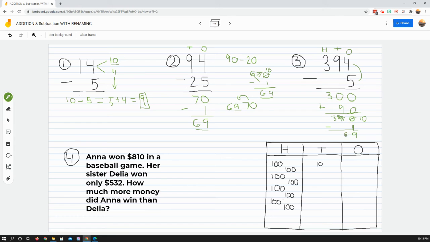And I dropped the 8 and I dropped the 3 because I'm not subtracting anything. 8 minus nothing is still 8. 3 minus nothing, it's still going to be 3. So the answer is 389. There you go, 389.